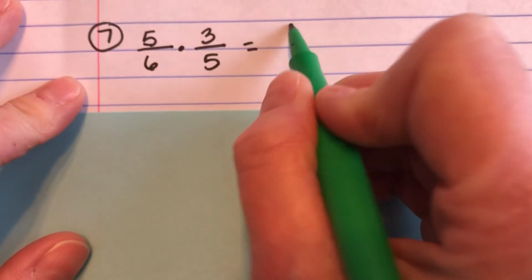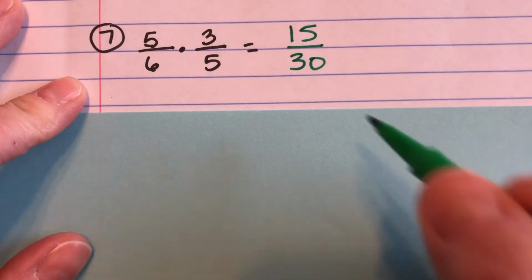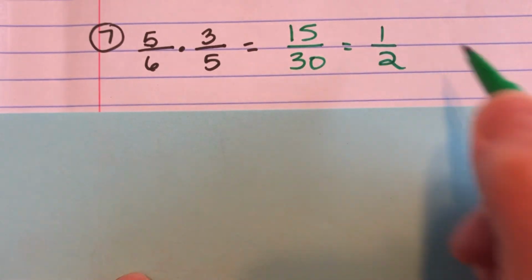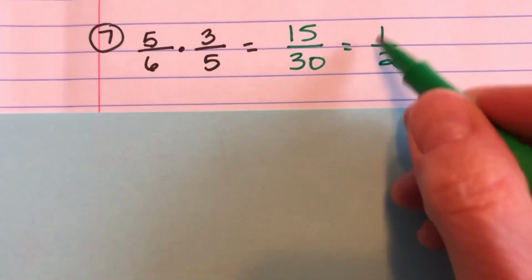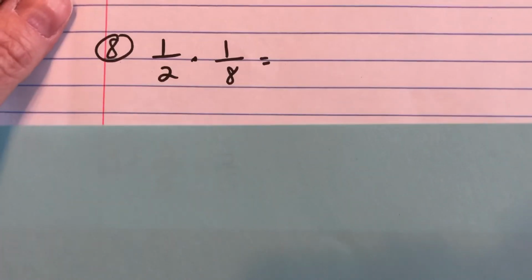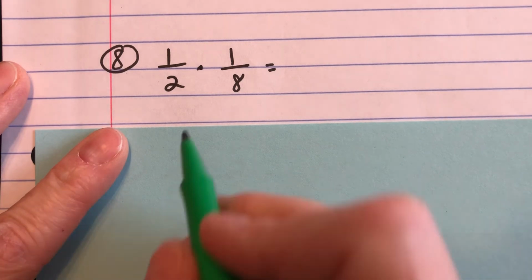5 times 3 is 15. 6 times 5 is 30. And yeah, 15 out of 30 means that you have half. So you should have 1/2 written. Don't leave it as 15/30ths. 2 more. Number 8, 1/2 times 1/8. Press play when you're ready.